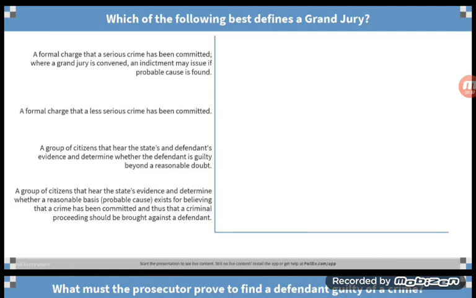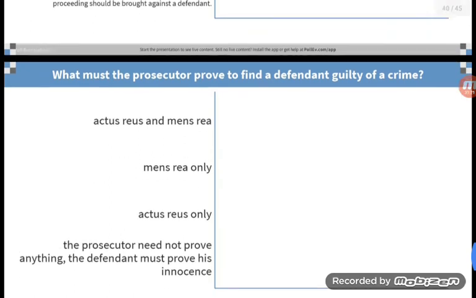Which of the following best defines a grand jury? And it's going to be this fourth one that is the correct answer. A grand jury is not finding guilt. What they're looking for, it's a group of citizens that hear the state evidence and determine whether there's reasonable basis, probable cause, for believing that a crime has been committed and thus that a criminal proceeding should be brought against a defendant. They're not determining guilt at that point.